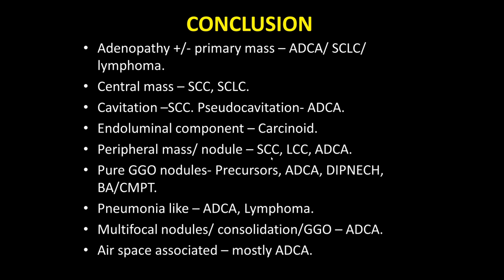Pure ground glass, it can be precursors, adenocarcinoma, or a bronchial adenoma. A pneumonia-like presentation usually is due to adenocarcinoma or a lymphoma. Multifocal nodules, consolidation, ground glass, again, most commonly adenocarcinoma. And a cystic airspace associated pattern is most commonly adenocarcinoma. I don't know if there are 10 patterns, a Dasavatar or more, but just keep in mind the plethora of appearances that lung cancer can present as.